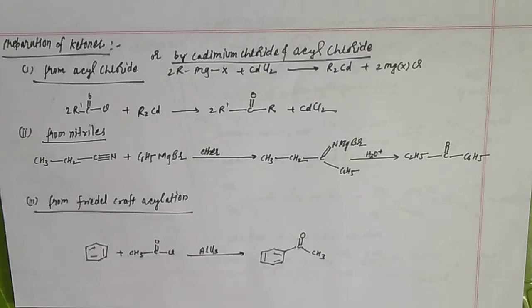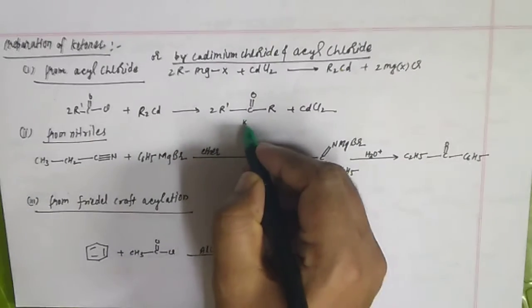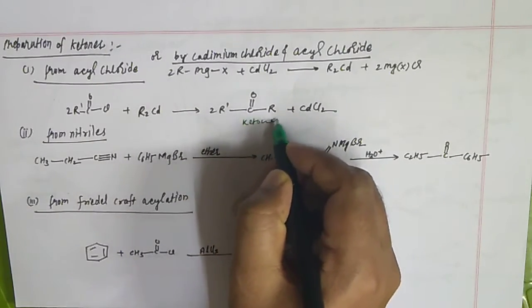Now we are moving to the preparation of ketone from the acyl chloride. If two molecules of acyl chloride are heated with the dialkyl cadmium, it will give the ketones, okay, and cadmium chloride.